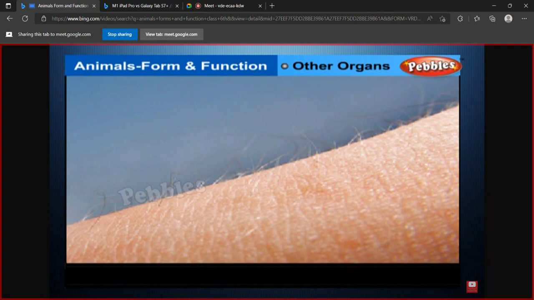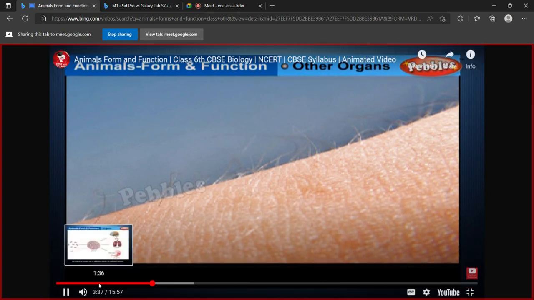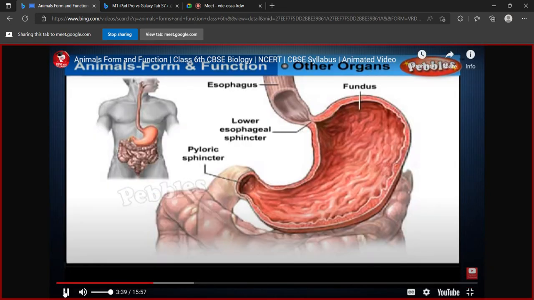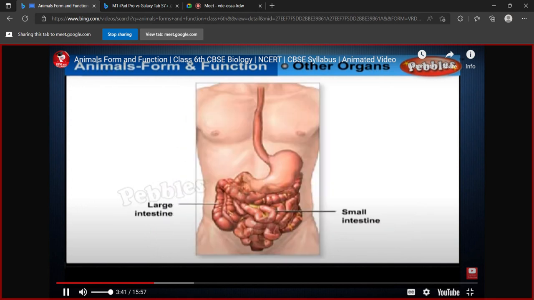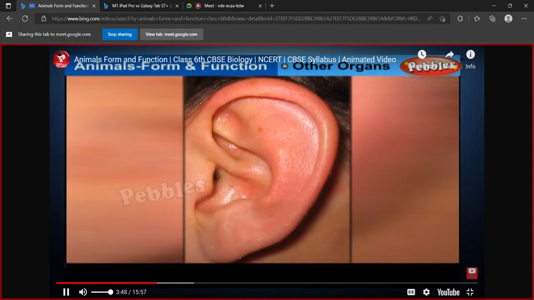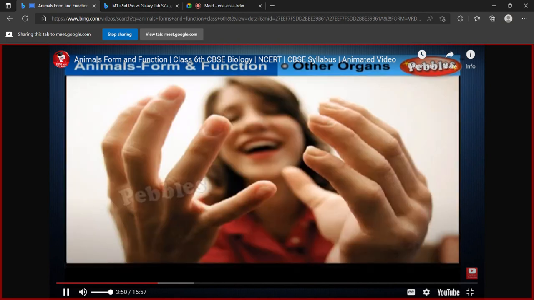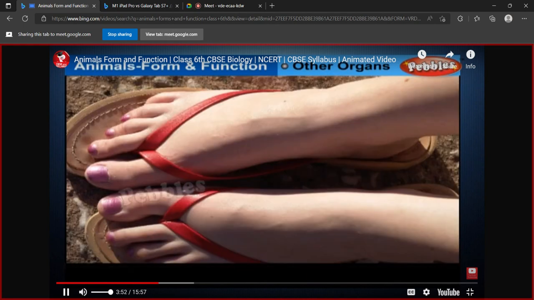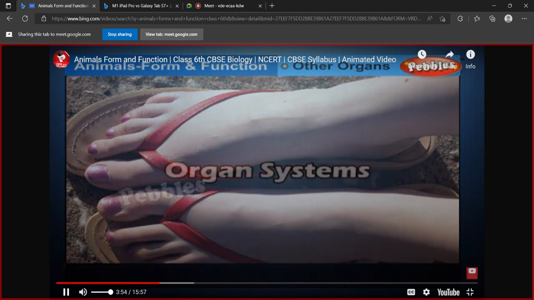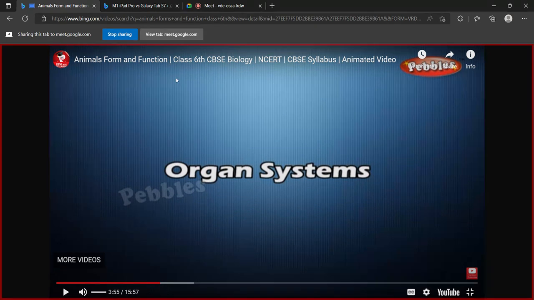Organs may be external or internal. The organs described above, like the stomach, heart, kidneys, and intestine, are internal organs. External organs, for example, include the ear, eye, arms, legs, hands, and feet. Organ system.